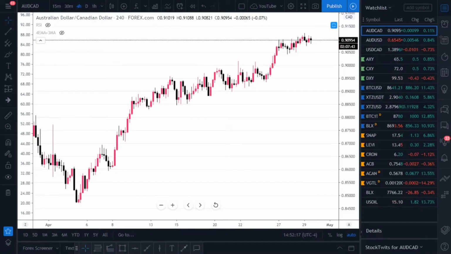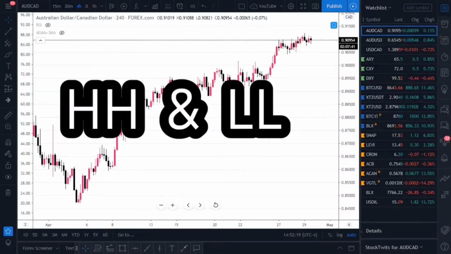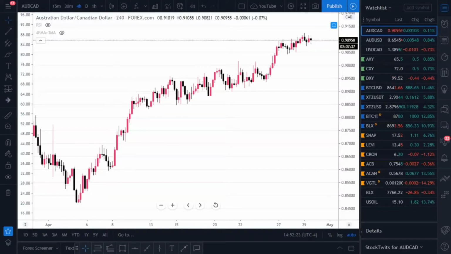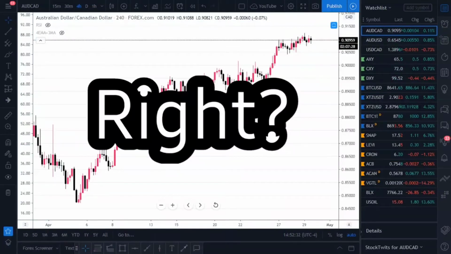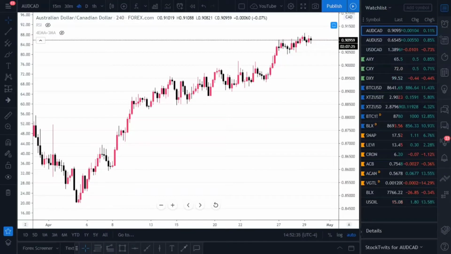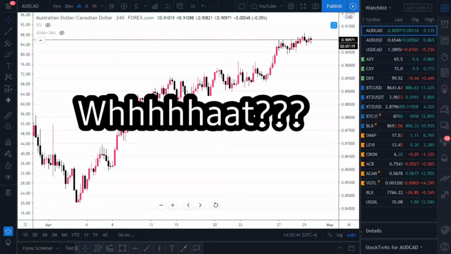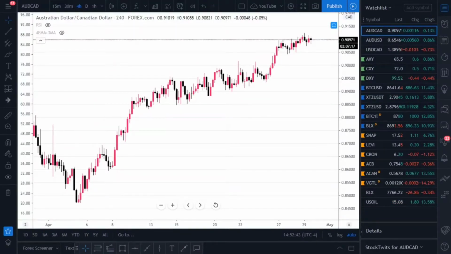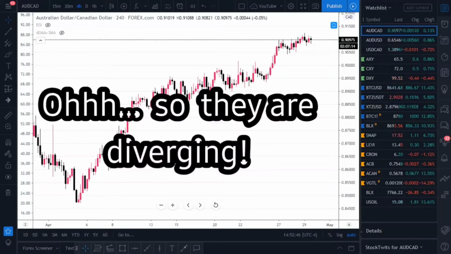Now with divergence, think higher highs and lower lows. Price and market momentum normally move together, right? If price is making higher highs, the indicator should also be making higher highs, right? If price is making lower lows, the indicator should also be making lower lows, right? But if they aren't, then that means price and the indicator are diverging away from each other, hence the name divergence.